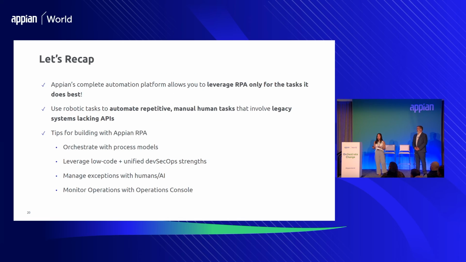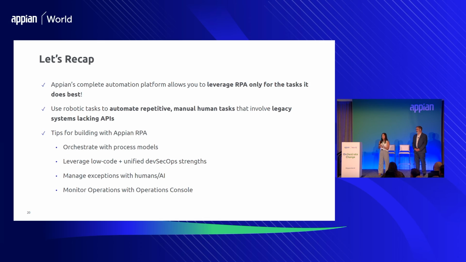I do want to do a quick recap of what we talked about today. So Appian's complete automation platform is a better approach to everything, including RPA, because you can use the right tools for the right task. Next, you also learned when to use RPA, so be very strategic about it. If you have a task that's repetitive, it's manual, it involves systems that have no other method of automation, including APIs, use RPA. And lastly, I walked through several techniques on building with RPA and Appian.